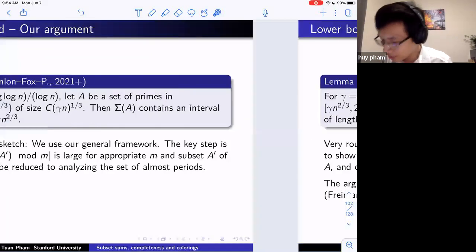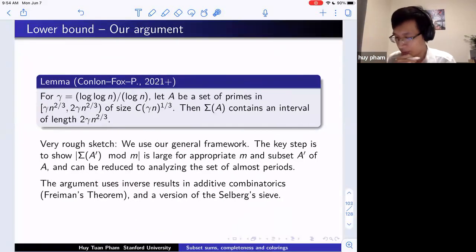To control the set of almost periods, we'll use inverse results in additive combinatorics. So we use Freiman's 3k-4 theorem, and also a version of the Selberg sieve. This is where the condition that A is a set of primes comes in.